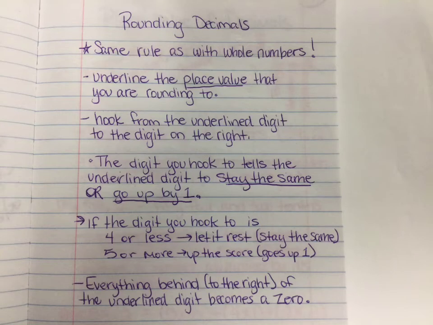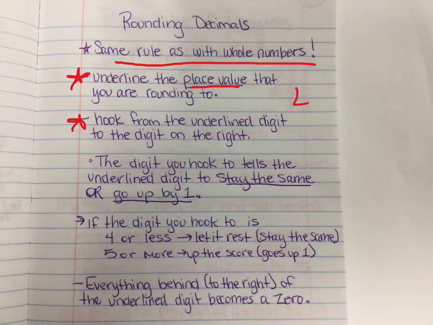Okay, so today we're doing rounding decimals. This is the same rule as with whole numbers. This is why we went over place value yesterday. When you round, you need to underline the place value that you're rounding to. You will hook from the underlined digit to the digit on the right.